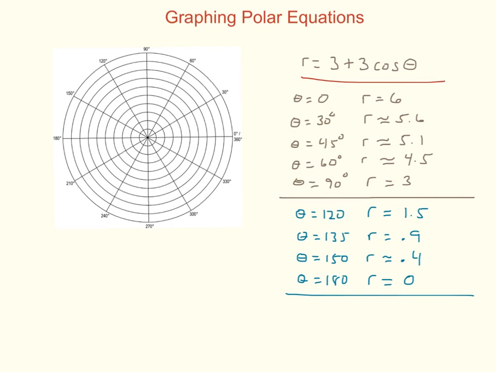When theta is 30, r is 5.6. When theta is 45, r is about 5.1. When theta equals 60, it's about 4.5. And when theta is 90, it's about equal to 3.